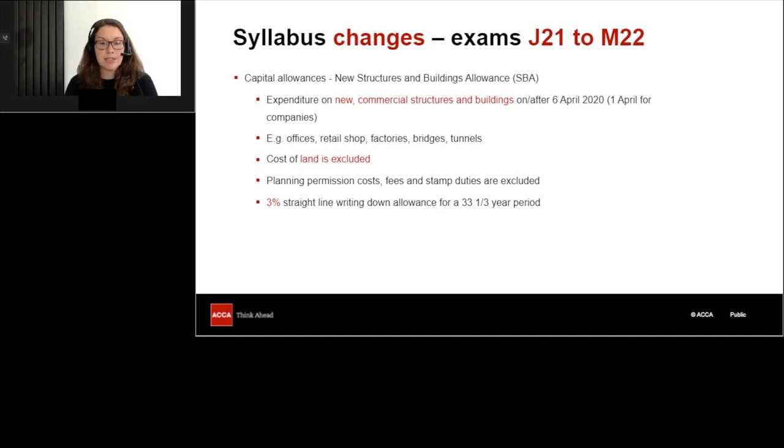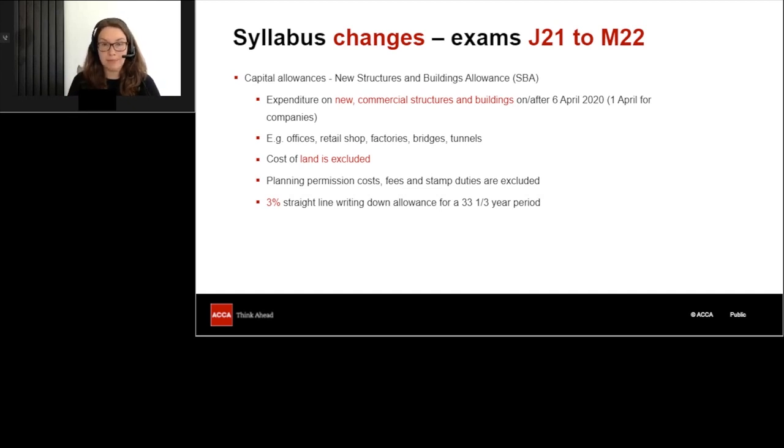If a question doesn't explicitly mention the construction of a structure or building, then you're just going to assume the SBA is not relevant in the question. So in other words, it's just a normal purchase of a building which was already in existence, because SBA is very much focused on new commercial structures and buildings. So it's not about residential properties, and it's not about ones that already exist that you might be buying as a business owner. So the rate itself is 3%, which is in your tax tables.